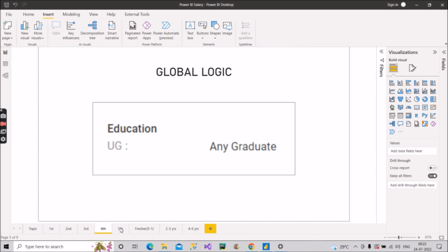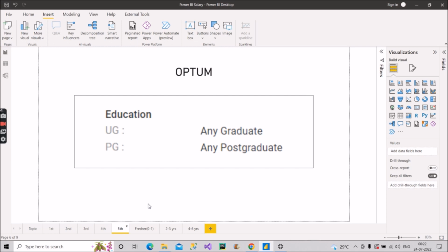Now let's move to the fifth one and see what the company is called. This is another MNC, Optum. For them also, the academic qualification requirement is any graduate, and for PG also any postgraduate. What we have observed from all these snapshots is that if you have done BTech or BE in any specialization, then you can definitely learn Power BI and related skills and apply in every company, because every company is recruiting BTech or BE people.